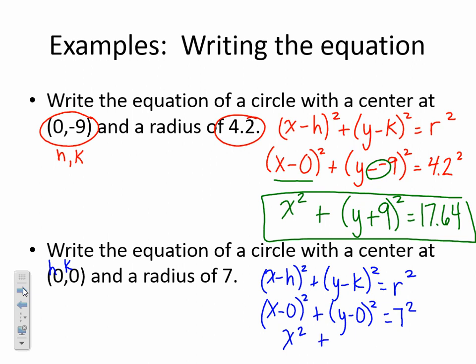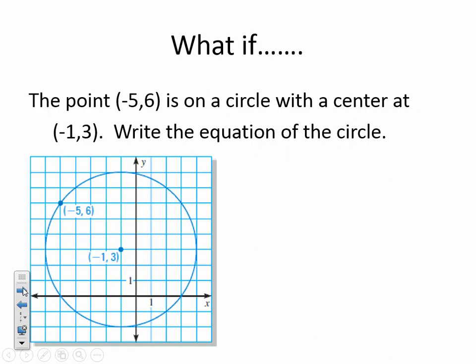Y minus 0 is still y, that's y squared, and then 7 squared is 49. So we can write these general equations using that general form and just plugging in what we need. Well, what if we have a picture like this?